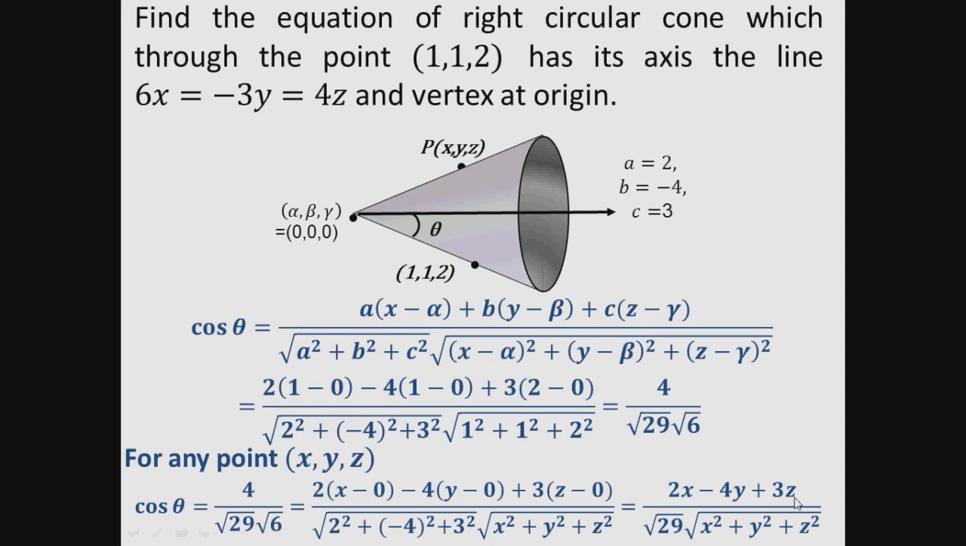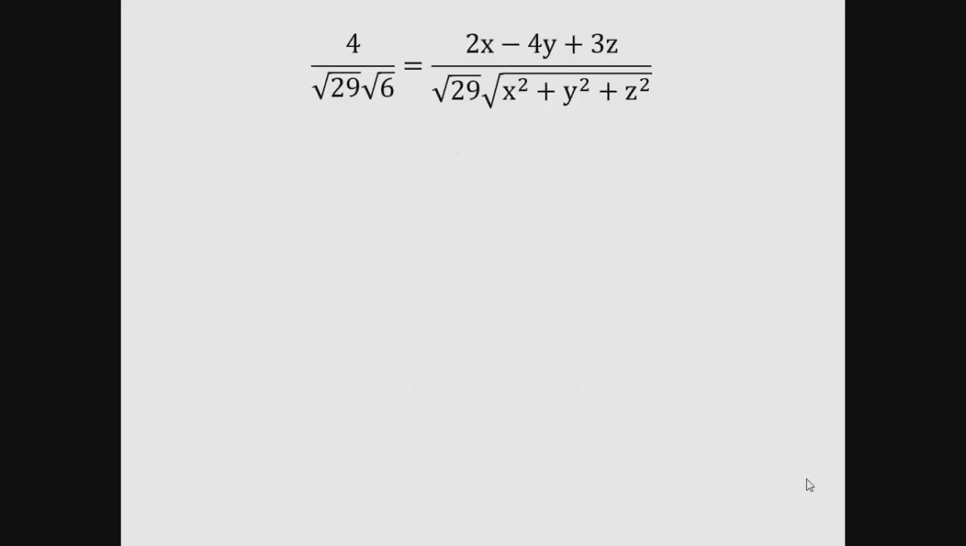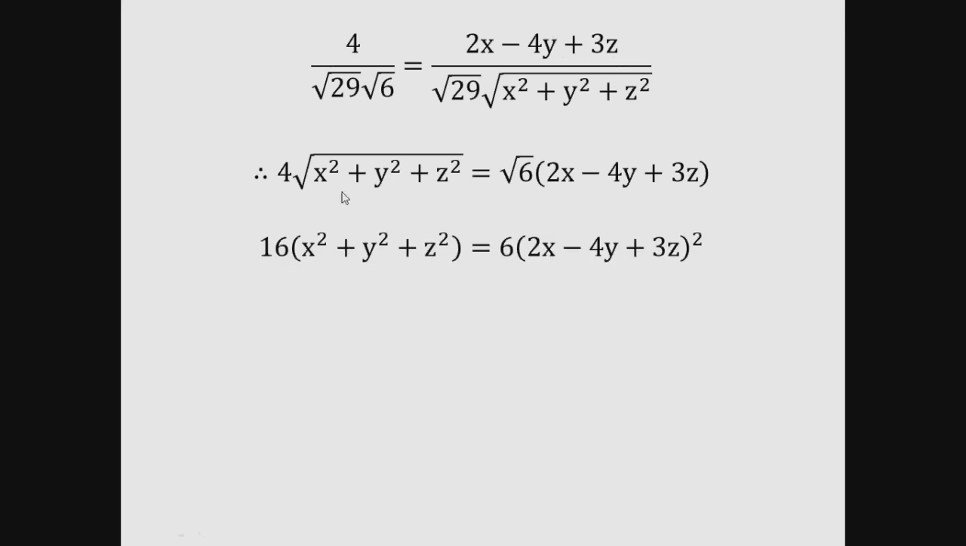(2x minus 4y plus 3z) divided by square root of 29 into square root of x square plus y square plus z square. Now equate these terms, take a square on both sides, and simplifying we can get the equation of right circular cone. So simplify it. Square root of 29 gets cancelled. Then take square root of x square plus y square plus z square to other side. Take square root of 6 to other side. And take square on both sides. So 16 into (x square plus y square plus z square) equal to 6 into (2x minus 4y plus 3z) whole term square. Divide both the sides by 2 and open this bracket.